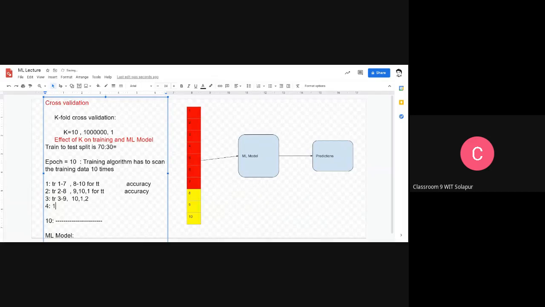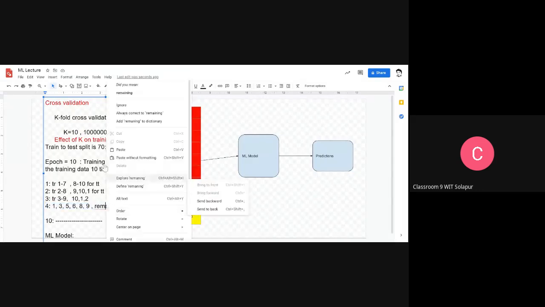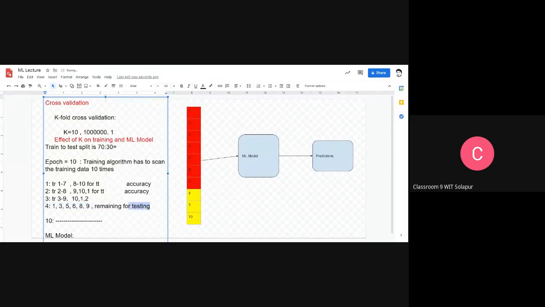For example, I could use part 1, part 3, part 5, part 6, part 8 and 9, and the remaining parts for testing. This is a valid choice. Do you agree that I can still use this? So instead of sequentially taking part 1 to this, I can do it this way.